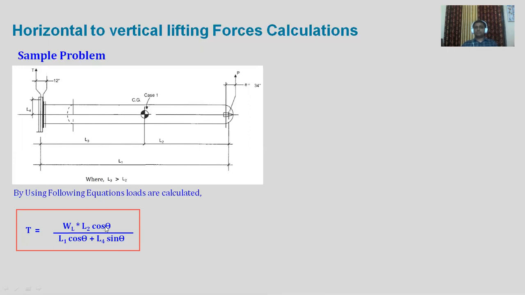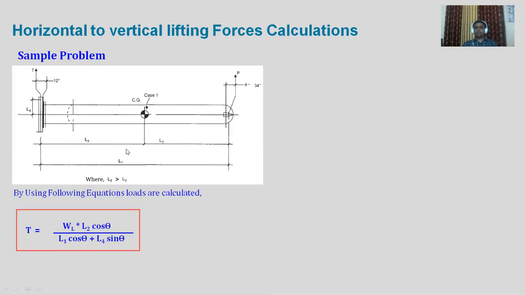Cos 0 is how much? 1. So this term cos 0 will be 1. Sin 0 will be 0, so this term will not be there. This term will come 1, and this term also becomes 1. It is simply WL into L2 and T into L1. So this L1 comes on this side. So what has happened? How to calculate T?